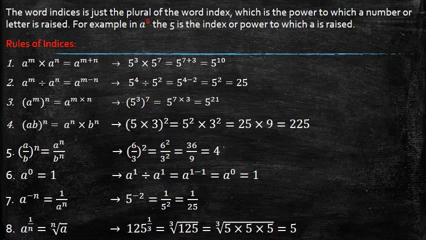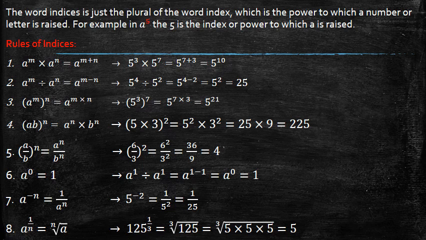Now if you decided to do this straight away from here, 5 multiplied by 3 is 15. 15 squared is going to be 225. So either way you still get your answer, but that's just the rule when using the rule of indices.